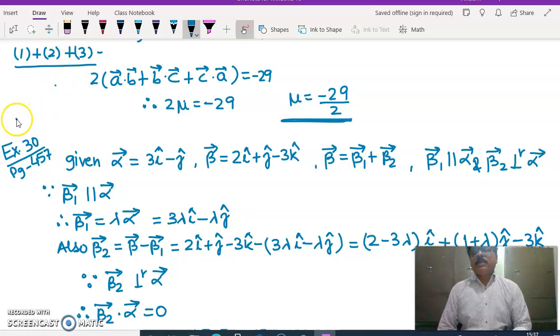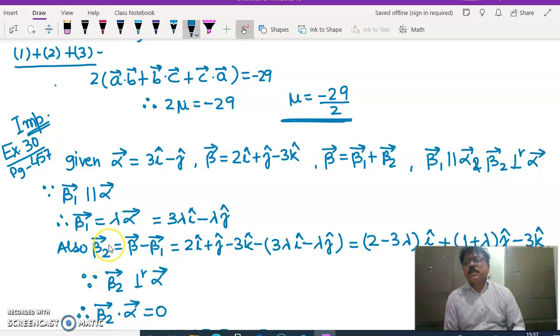Now we are taking example 30, which is an important example from the point of view of the board exams also. Repeatedly it has appeared in board exams. So let me first read it. With reference to right-handed system of mutually perpendicular unit vectors i cap, j cap and k cap, alpha vector is 3i minus j, beta vector is 2i plus j minus 3k. We have to express beta in form of beta is equals to beta 1 plus beta 2, where beta 1 is parallel to vector alpha, and beta 2 is perpendicular to vector alpha.